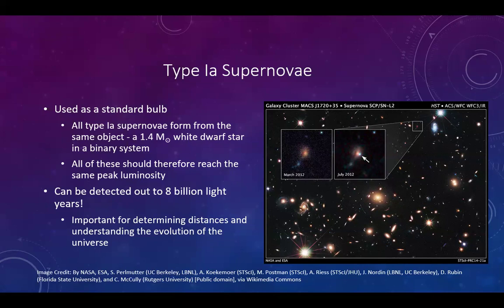So these can be detected out to 8-10 billion light years away, and they're important for determining distances and understanding the evolution of the universe, and figuring out things like Hubble's law, which is the primary way to measure distance based off the expansion of the universe, because the universe is expanding.